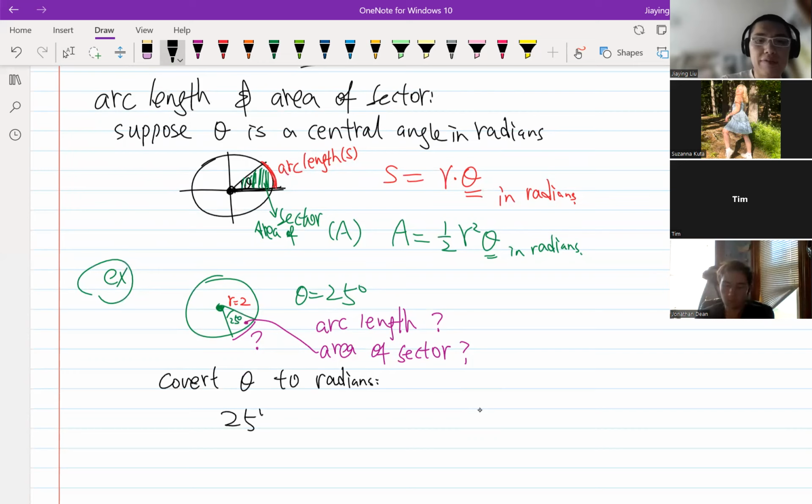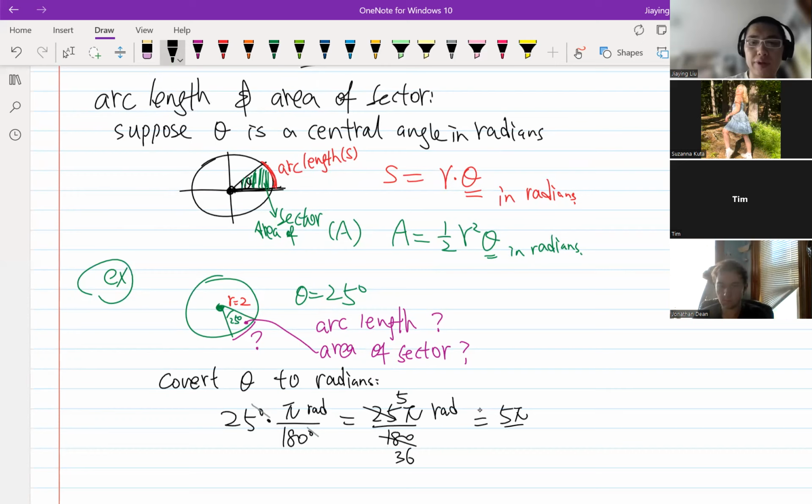So that's going to be 25 degrees times a conversion. I want the degrees to go away, so I'm going to put 180 degrees in the denominator, pi radians in the numerator. So that gives me cancellation of the unit degrees. And now I can simplify 25 over 180. So 25 pi radians over 180. If I simplify that, dividing by 5, that's a 5 over 36. So I get 5 pi over 36 radians.